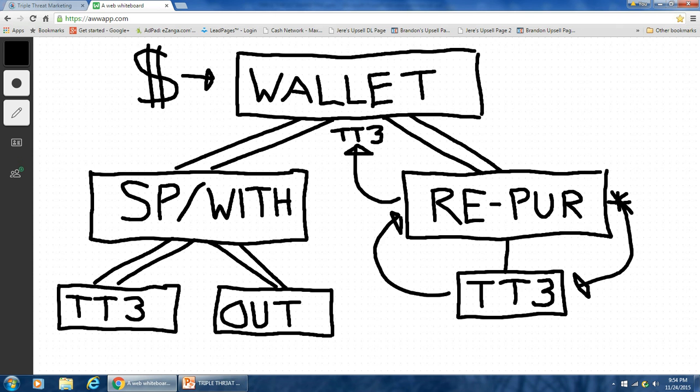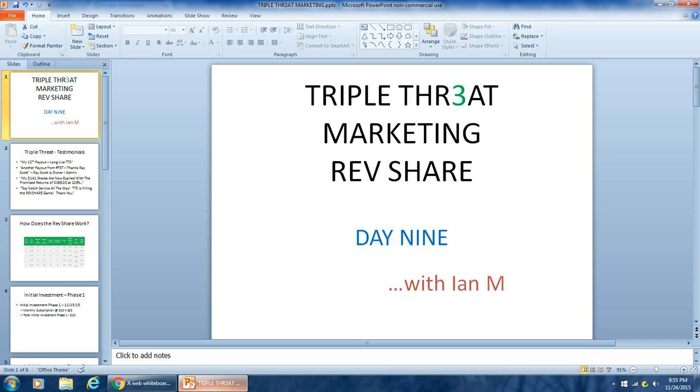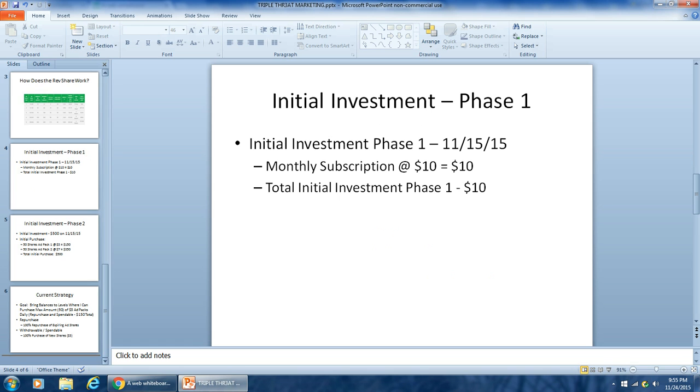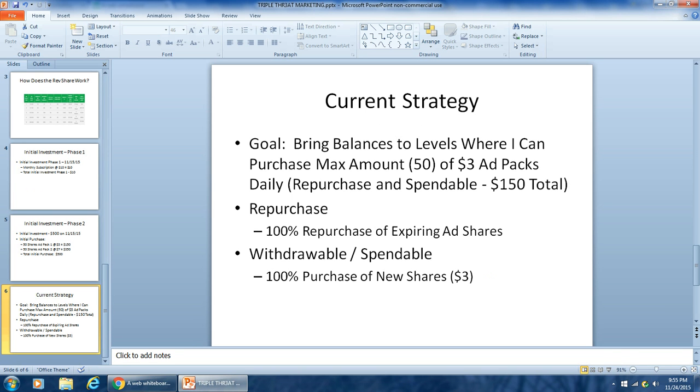You can use these for whatever you want to use them for. So I think we talked last time when we looked at the strategy. I had said that I was basically going to do 100% of my money in the repurchase for expiring ad shares, and that's really all you can use it for. But also 100% of the withdrawable and spendable was also going to be used to purchase new shares. So that way I'm pretty much putting all my money back into the system. I'm just building at this point. I'm not really withdrawing. I'm just building and building and building.